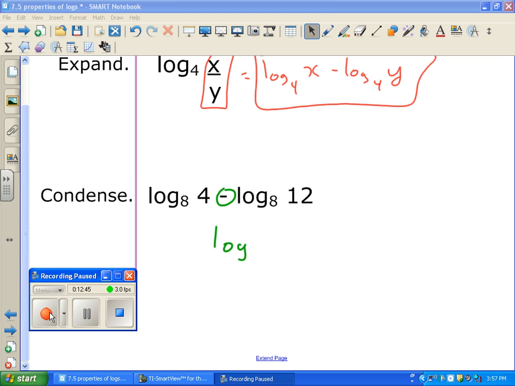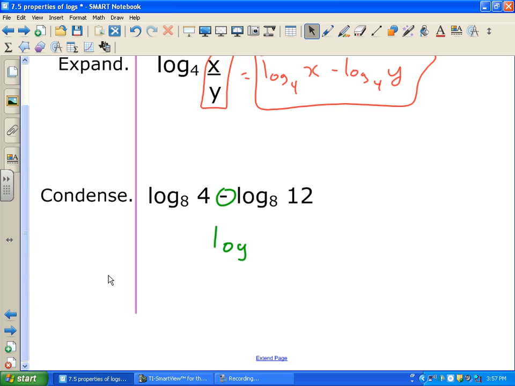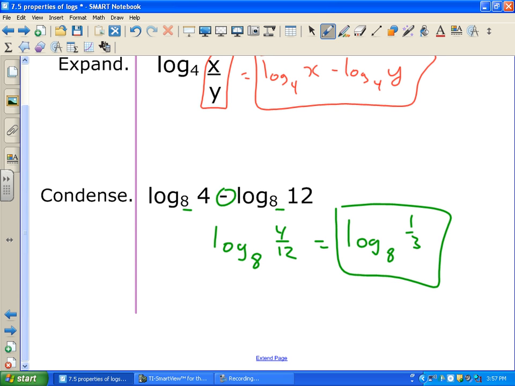All right, that's going to be, subtraction is going to be division here. So I'm going to keep the base the same, and I'm going to make that 4 divided by 12. I'll reduce that fraction. So this is going to be log base 8 of 1 over 3. That's it. That's all we got on that problem.